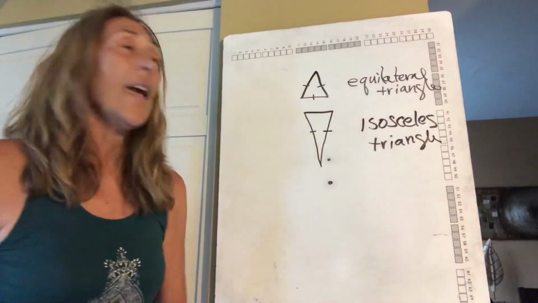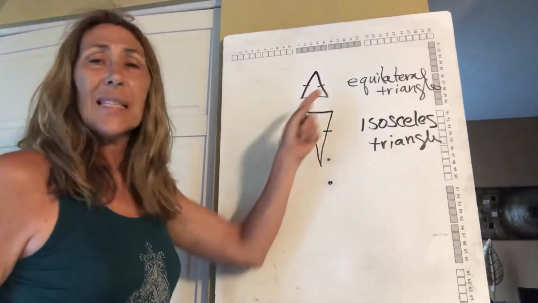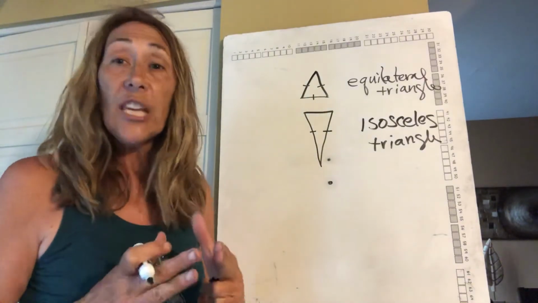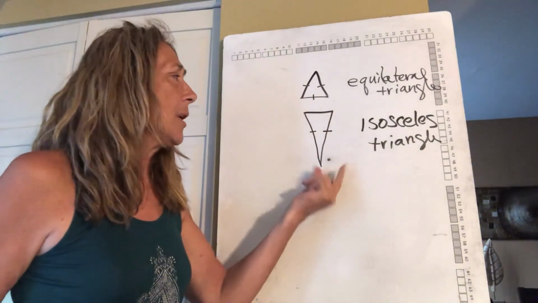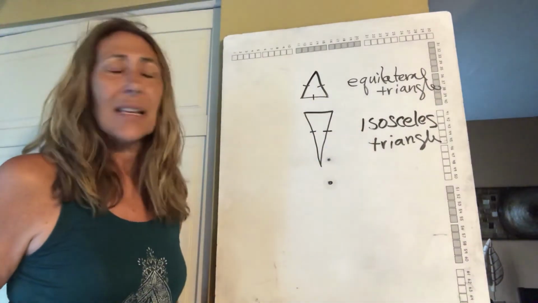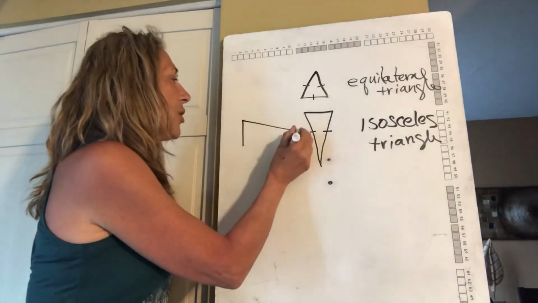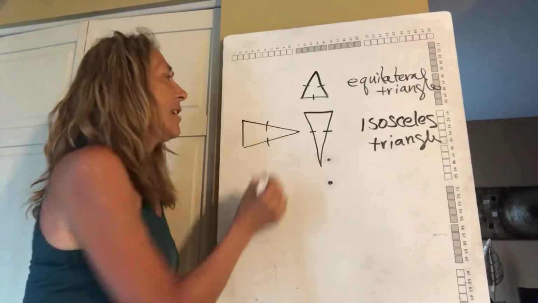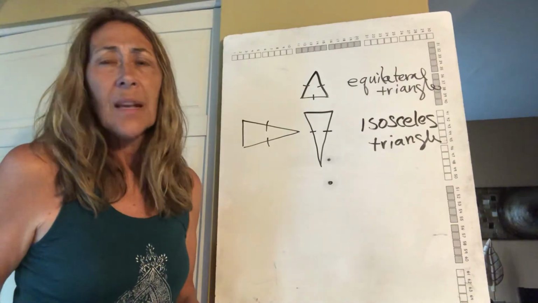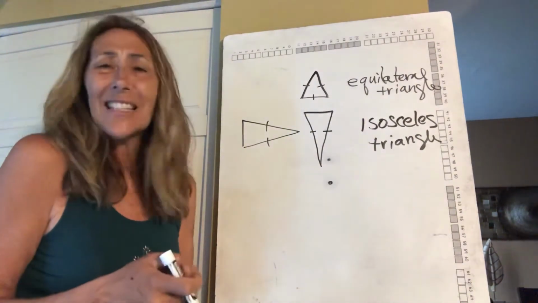So we have our equilateral. All three sides are congruent. They're equal. Or we have two of them. Two sides are equal, congruent. Isosceles. I like to remember it like an icicle. And it can also be this way too. Remember, triangles can be in any direction. So we have equilateral and we have isosceles.